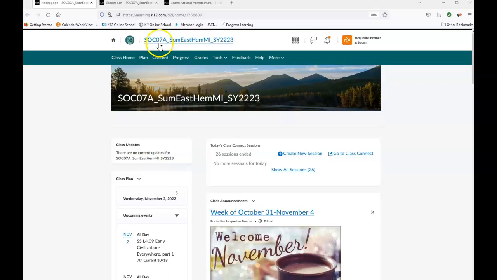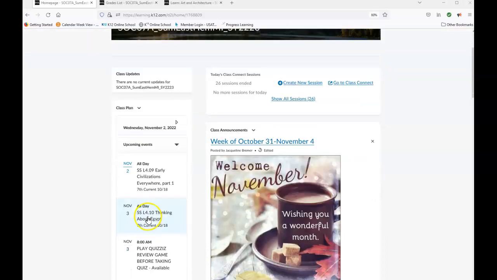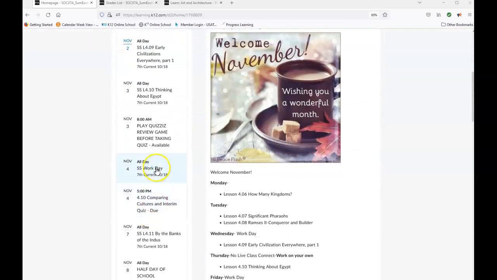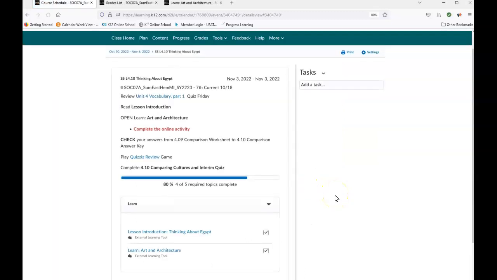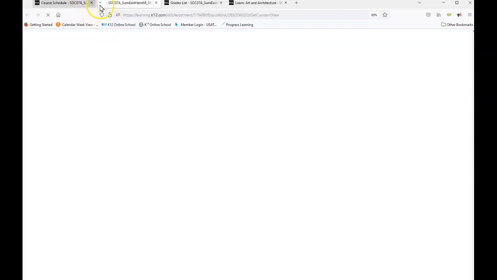So open up your Social 07A course, and it is the third. So you'll want to go to Thinking About Egypt. And from there you can see Review Unit 4 Vocabulary. You can click on that and that'll open up a new tab. Okay, so you've got the tabs up here.